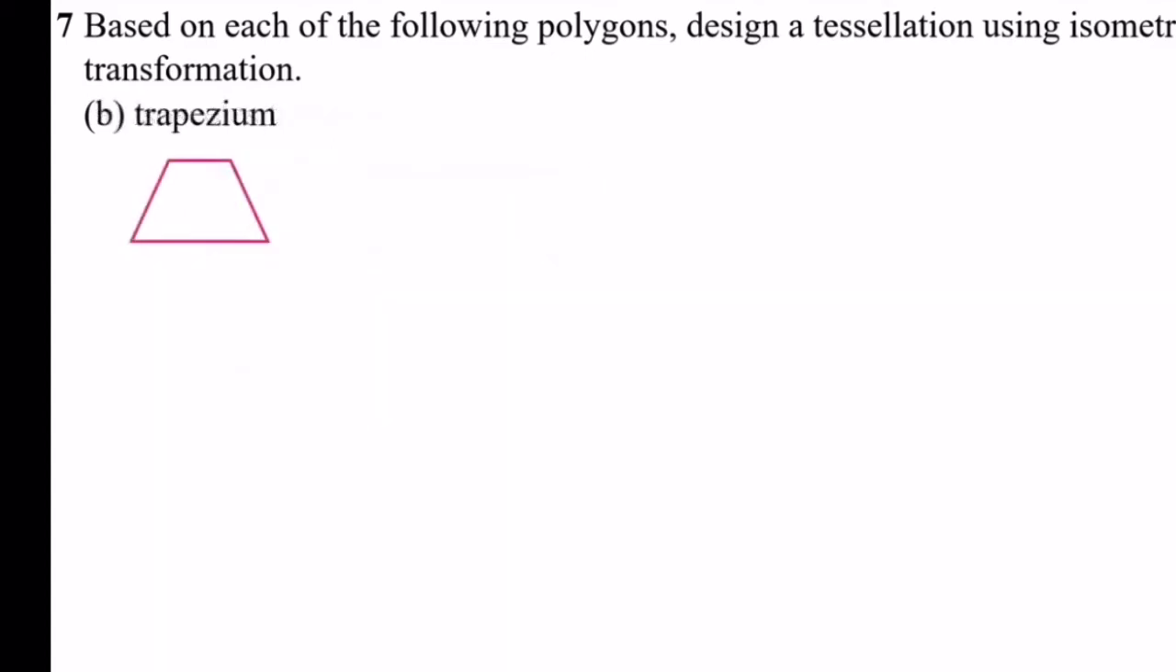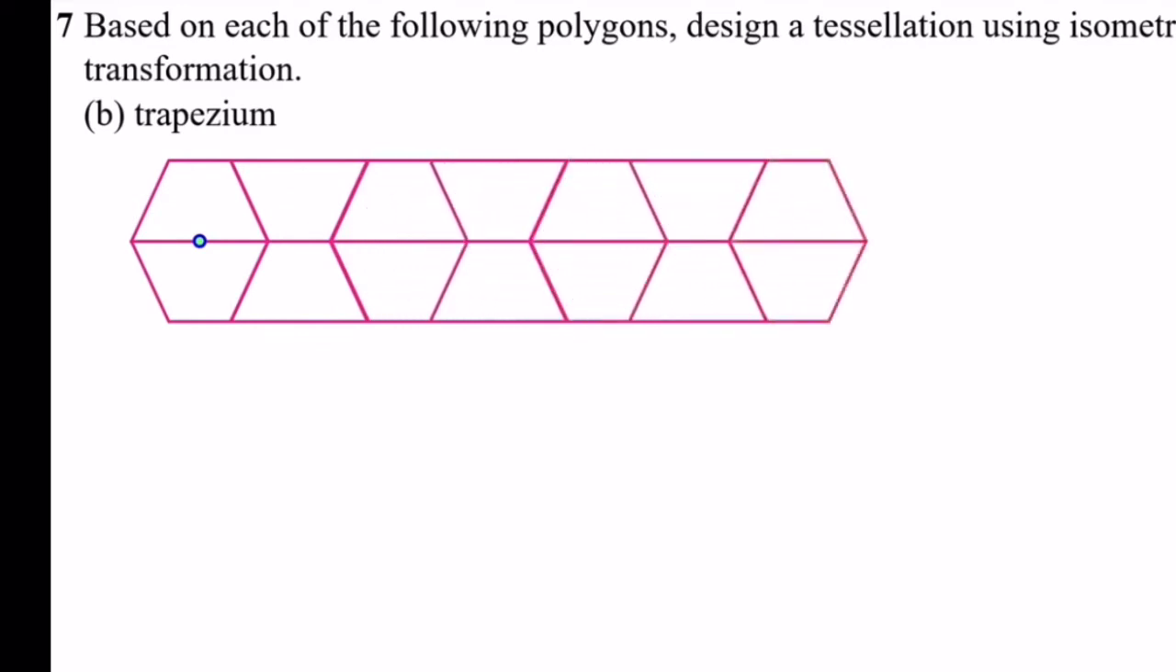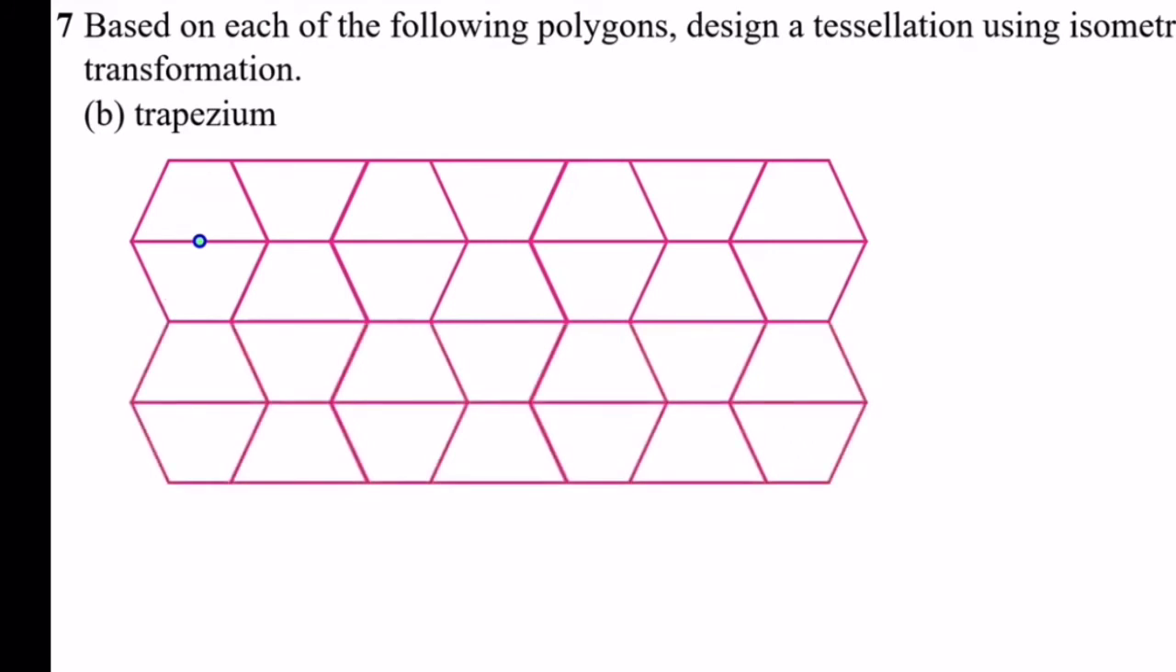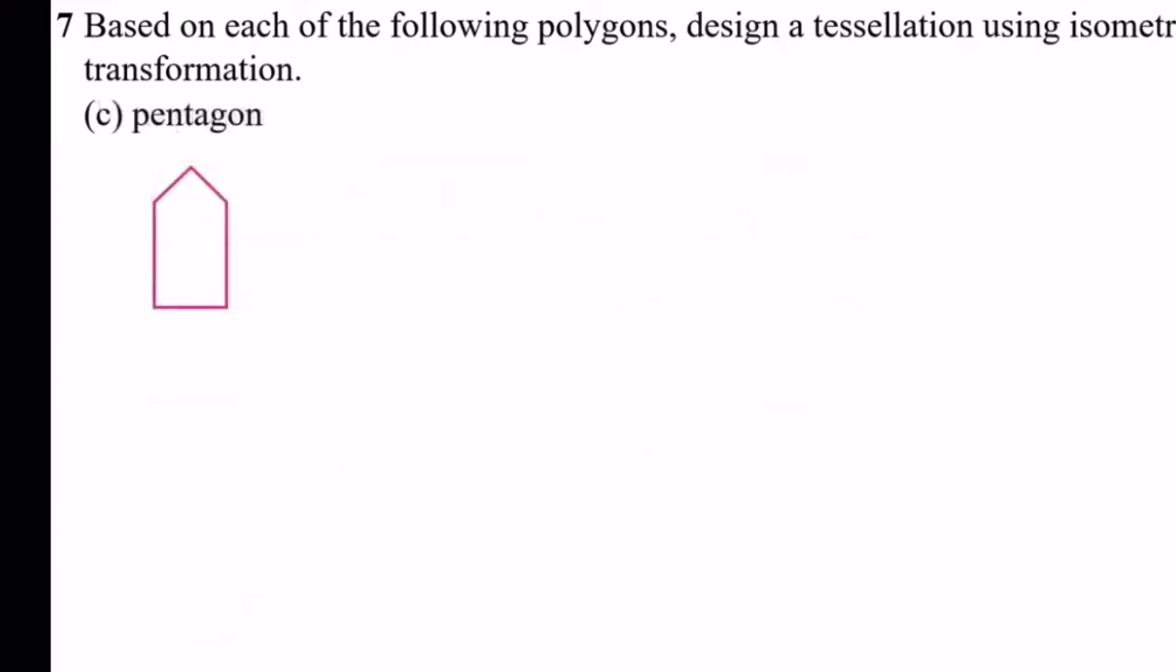Now let's do another tessellation, the trapezium. So let's just design the trapezium so that we can see the shape is repeating. So we can rotate. Okay, isometric transformation, we do rotation, and then we do reflection and do translation, right? So then we can keep on translating the object and reflecting the object, the whole design that we just created.